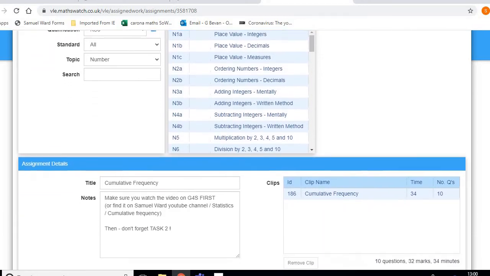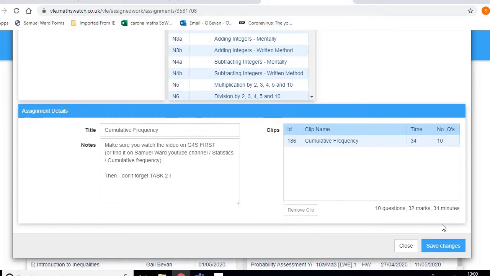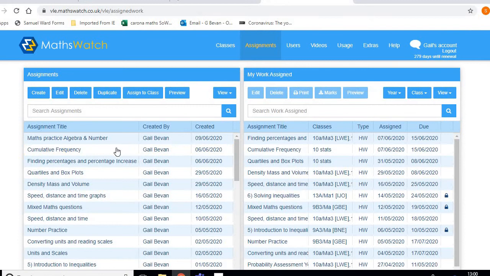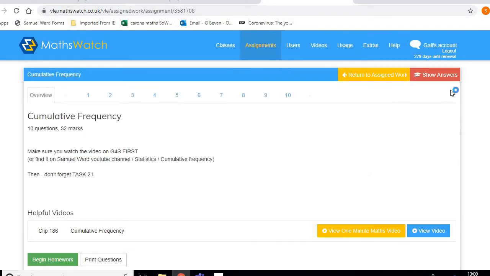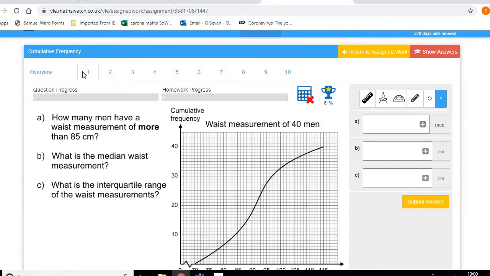I'm just going to quickly show you how to do a couple of the questions on cumulative frequency from the task that was set this week. So I'm just going into the homework, cumulative frequency, preview, and hopefully this will let me type in so I can show you how to do the questions. So question 1. There we go.